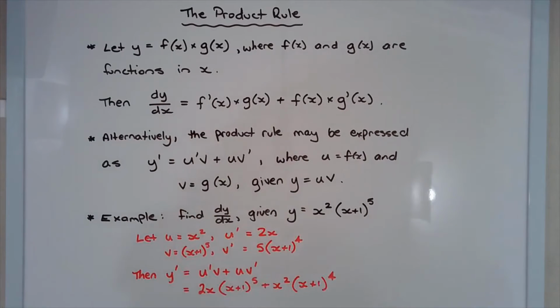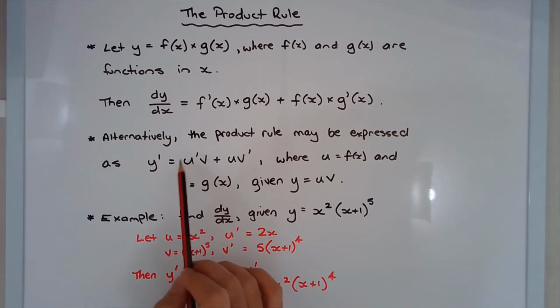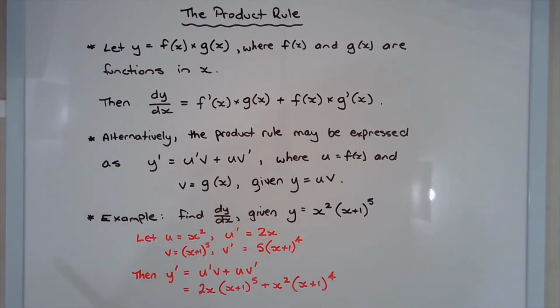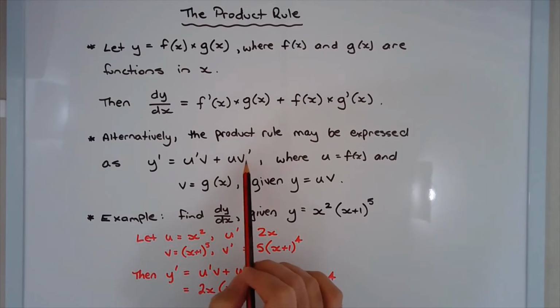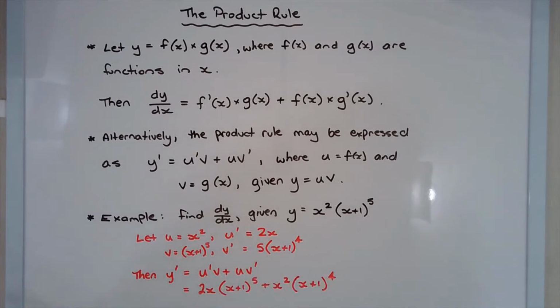Now there is an alternative way that we can express this rule, and we can use the uv notation. So given y is equal to u multiplied by v, where u is equal to f of x and v is equal to g of x, then y dash is equal to u dash v plus uv dash. So u is just f of x, so there's your f dash of x represented by u dash there. And v dash represents g dash of x there. Let's have a look at an example. Find dy dx given y is equal to x squared outside of x plus 1 to the power of 5.